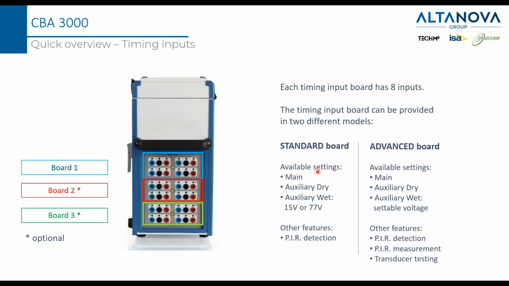The board can be of 2 different types. The standard one you can use to measure the time of main contact and auxiliary contact, and also to detect if there is a pre-insertion resistor present or not. When I say detection, I mean the detection of the presence of a PIR, a pre-insertion resistor, during the movement. If you want to see the profile and the value of the pre-insertion resistor, you need the advanced board. They do the same job, but the advanced one also gives you more information about pre-insertion resistors.